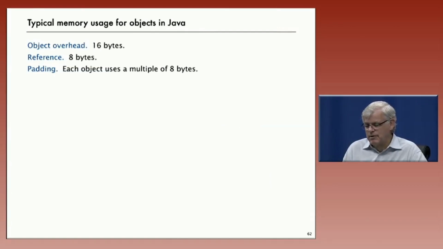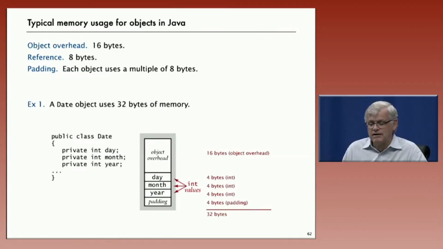Now, a lot of our programs use objects like linked lists and so forth, so we also have to factor in object overhead, the cost of a reference, and also there's padding built into typical implementations so that each object uses a multiple of 8 bytes. So, for example, if you had a date object that had 3 int instance variables, then that object would take a total of 32 bytes. Each int takes 4 bytes. Object overhead is 16 bytes. You need 4 bytes for padding, so it's a total of 32 bytes.